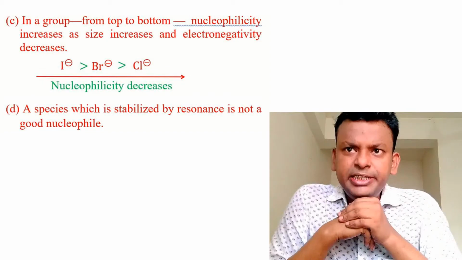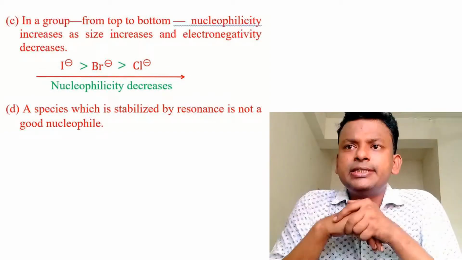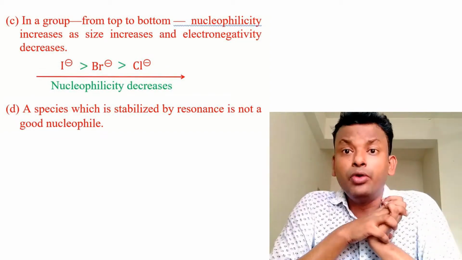Fourth point, D: a species which is stabilized by resonance is not a good nucleophile.